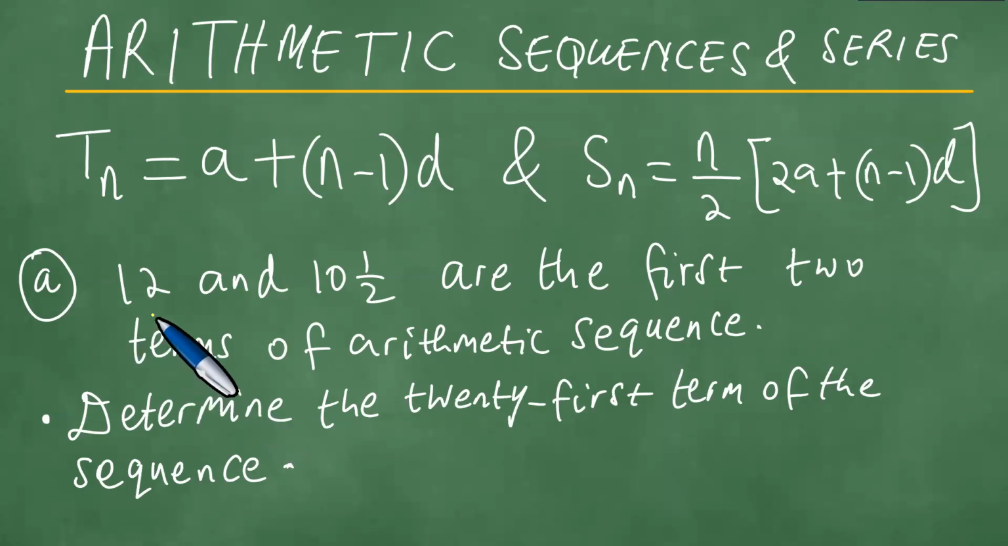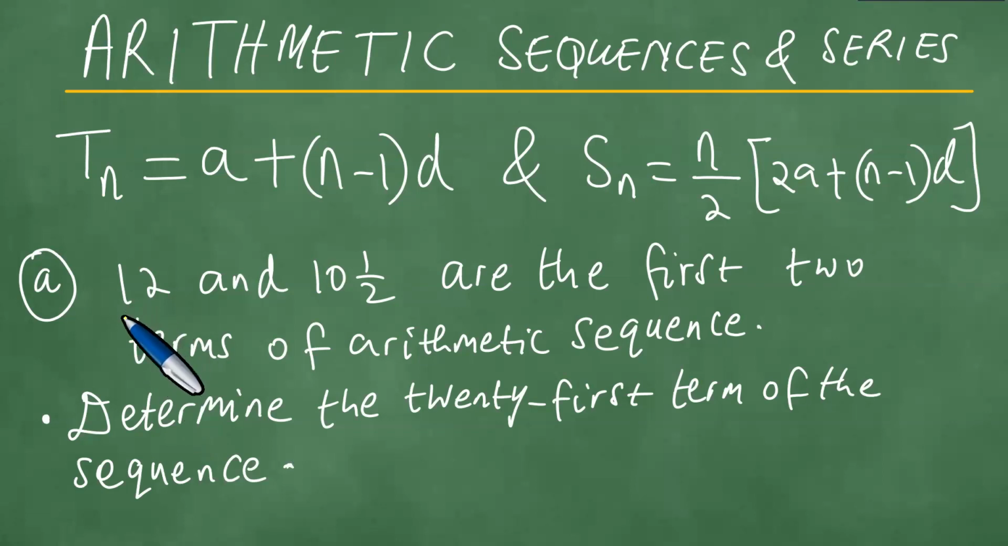We have 12 and 10 and 1/2 are the first two terms of an arithmetic sequence. Determine the 21st term of the sequence. The question is, what do we do here? And how can we find the 21st term? We proceed to look at the solution.